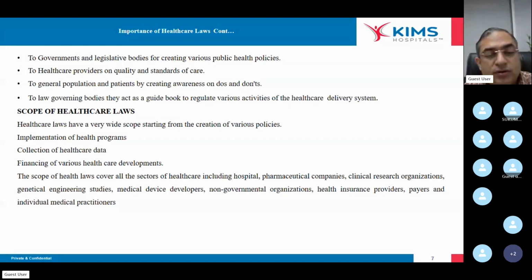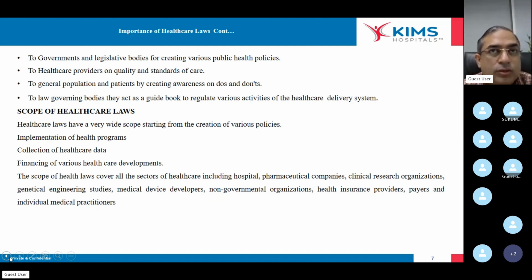Scope of health laws cover all the sectors of healthcare, including hospitals, pharmaceutical companies, clinical research organizations, genetic engineering studies, medical device developers, non-government organizations, health insurance providers, payers, and individual medical practitioners. So healthcare law, it's not a hospital law, it's a healthcare law. Healthcare law will apply to society, will apply to private and public organizations which are providing healthcare or medical care.